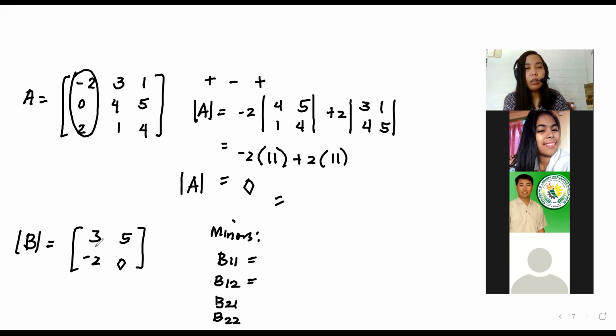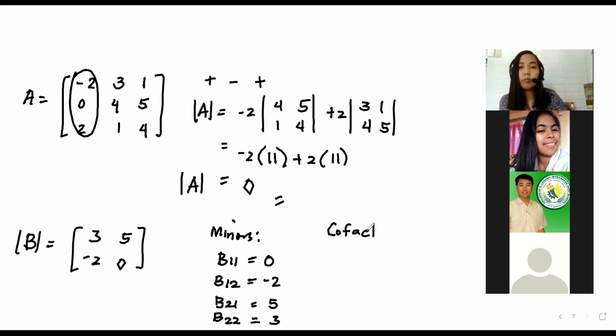For 1,1, we have 3. Delete. What remains is 0. Okay? For 1,2, delete. We have negative 2. Got it? Again, B sub 1,1: 3. Delete the row and column of that element. What remains is 0. That's the value of the minor of B sub 1,1. For 2,1, delete. So we have 5. For 2,2, we have 3.